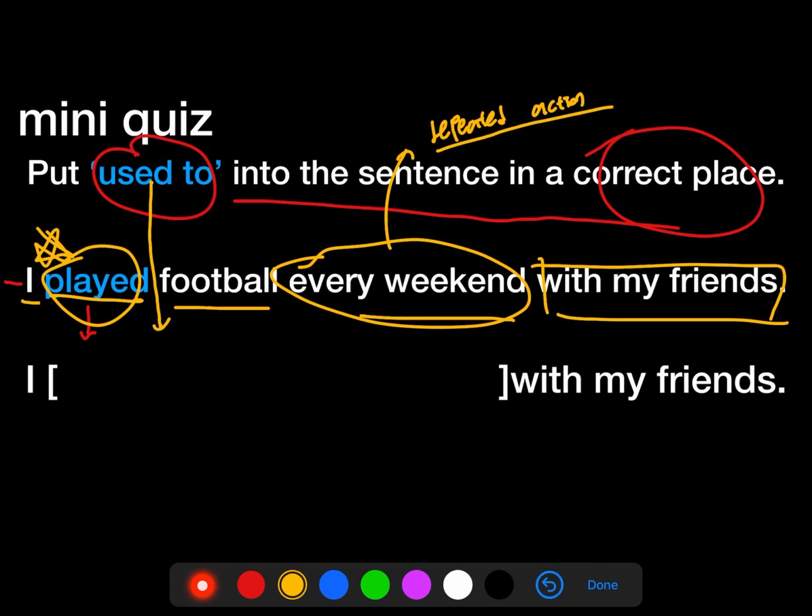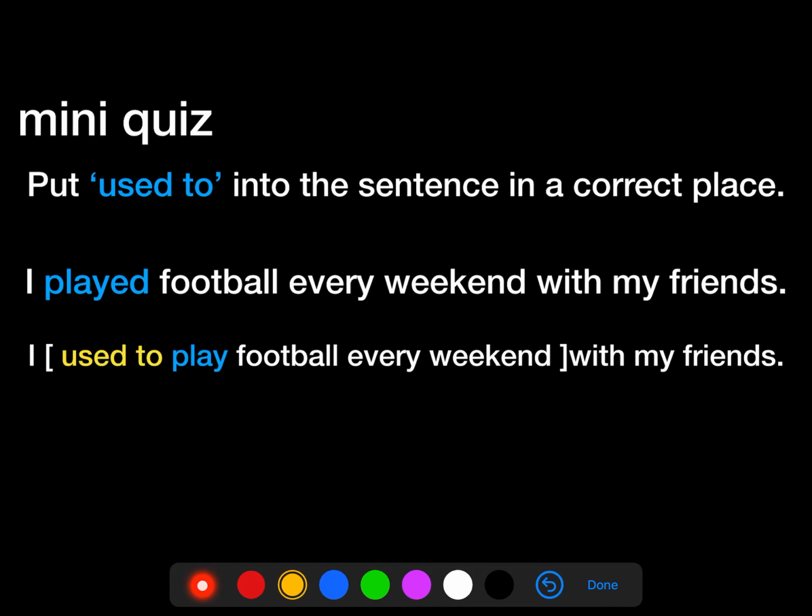How do we use it? Do you remember the structure? Yes. So in between the subject and the verb, we need to put used to. So I used to, and then, we need to change the past simple verb into the infinitive, the base form. I used to play. I used to play football every weekend with my friends.